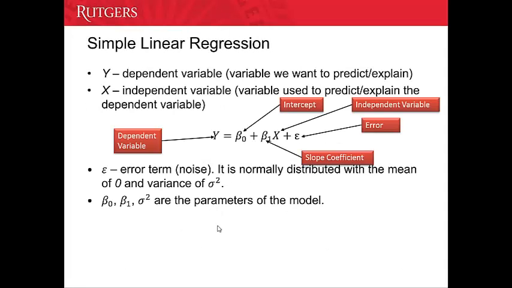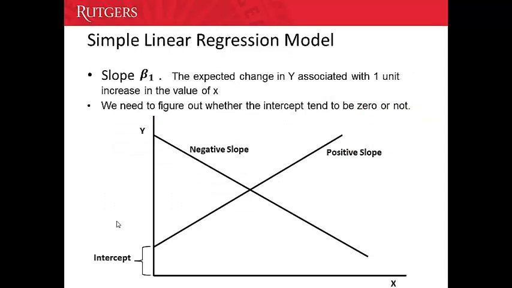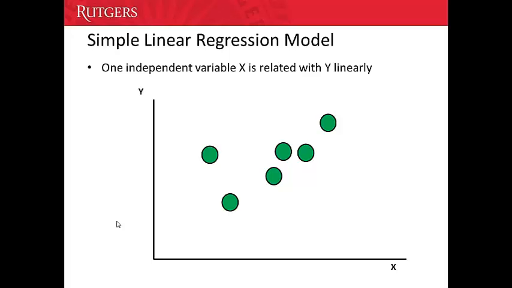Let's go back here. Here we also have another parameter, the error. This error will be normally distributed with the mean equal to 0. If the error is not normally distributed, in this situation we cannot use a simple linear regression.